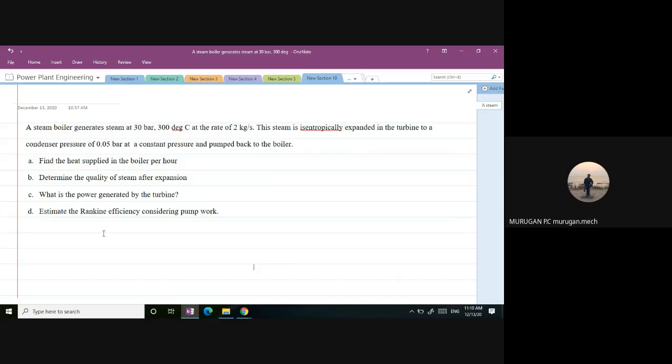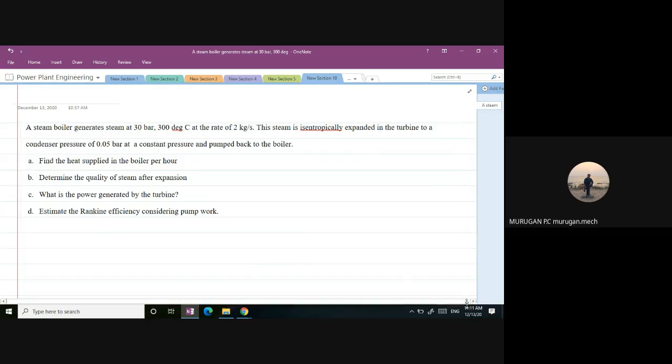This is the question. A steam boiler generates steam at 30 bar, 300 degrees Celsius at the rate of 2 kg per second. The steam is isentropically expanded in the turbine to a condenser pressure of 0.05 bar at a constant pressure and pumped back to the boiler. So we have to find the heat supplied in the boiler per hour, determine the quality of steam after expansion, what is the power generated by the turbine, and estimate the Rankine efficiency considering the pump work.